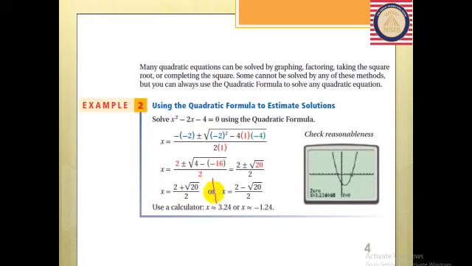And of course here, because I have a square root, I will get the answer by the calculator and round it to the nearest what? Hundredth. Round it to the nearest hundredth. Okay? Look here. The first value is 3.24 and this is negative 1.24. Okay? Very good.